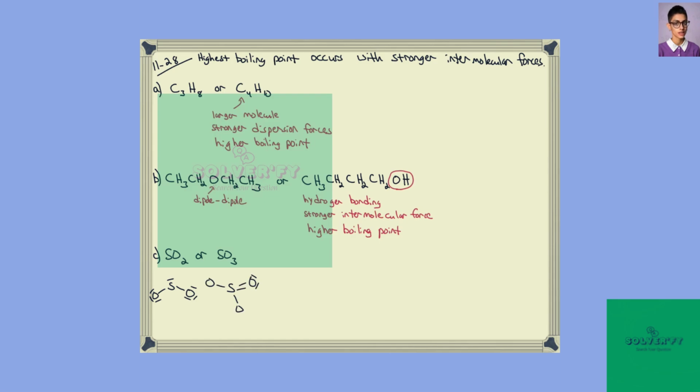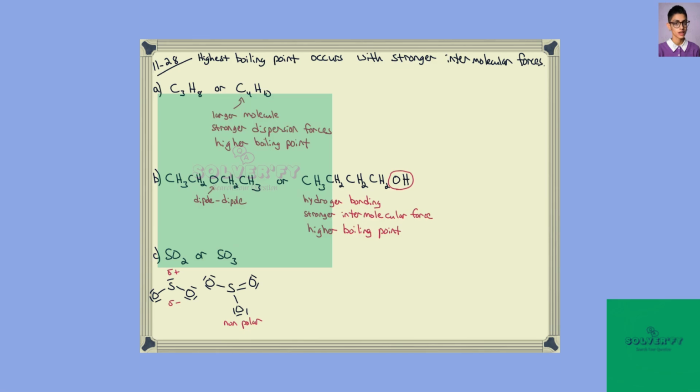Sulfur trioxide is trigonal planar, so any electronegativity difference between the sulfur and the oxygen is canceled due to the trigonal planar geometry of sulfur trioxide. So we'd be inclined to say that this one is polar and this one is nonpolar, suggesting SO3, being nonpolar, would have only the weaker dispersion forces.